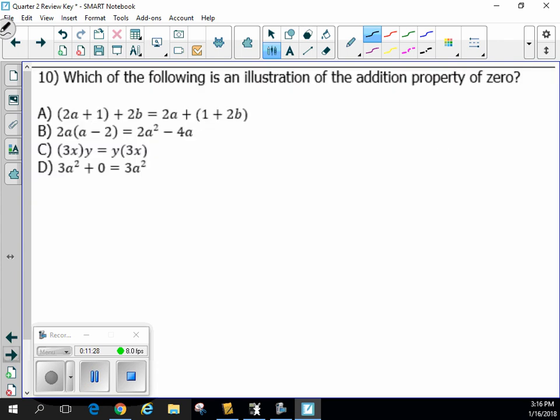Which of the following is an illustration of the addition property of 0? So anytime you're adding 0 would be the addition property of 0, so that would be D.